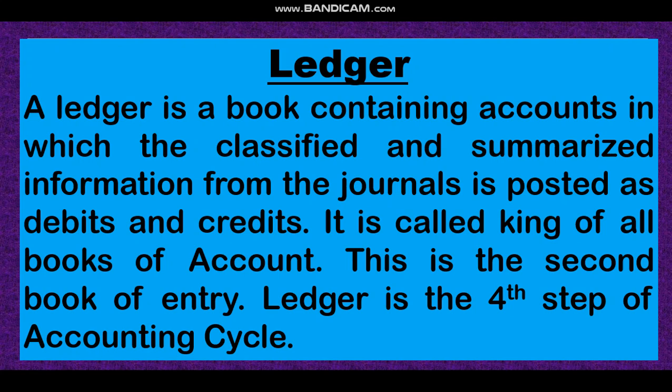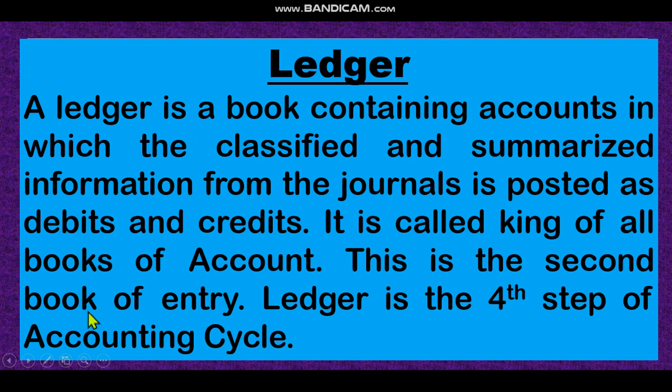Ledger. A ledger is a book containing accounts in which the classified and summarized information from the journals is posted as debit and credit. Dear student, all of you know that in the previous chapter we have learned what is journal, and in the journal we made one party debit and another party credit. Now from that journal we have to prepare ledger. That means we will transfer the debit party in one account and the credit party in another account, and this is ledger.